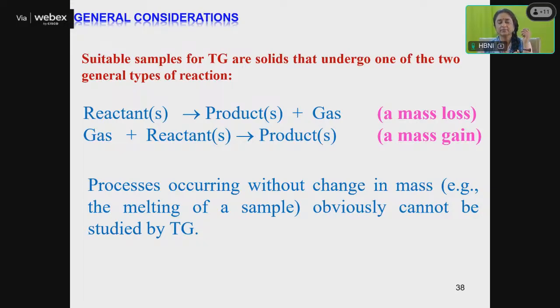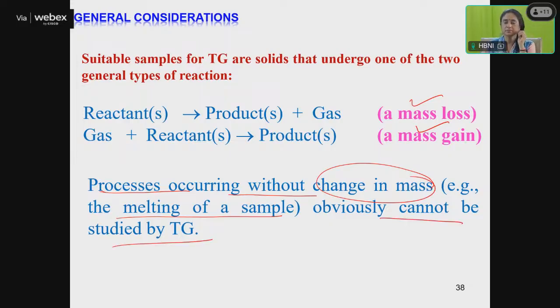The suitable samples for TG are solids that undergo one or two types of reaction, either a mass loss or mass gain, which I have already told you. Now a process like melting of a sample occurs with no change in mass. So you cannot do it by TG. For TG, there must be some change in your mass.